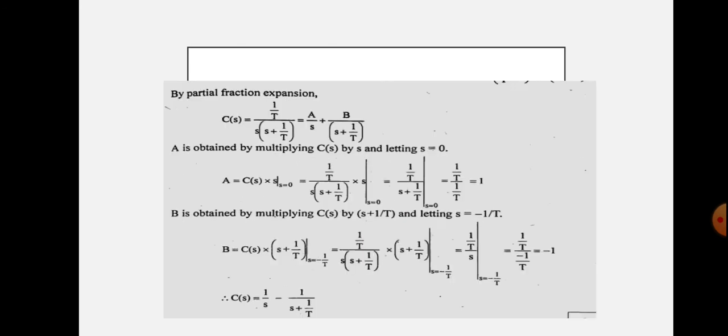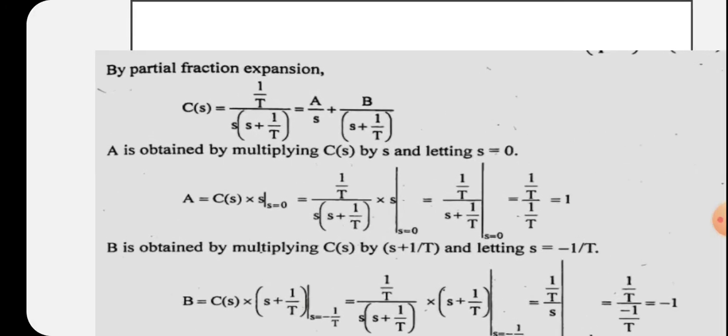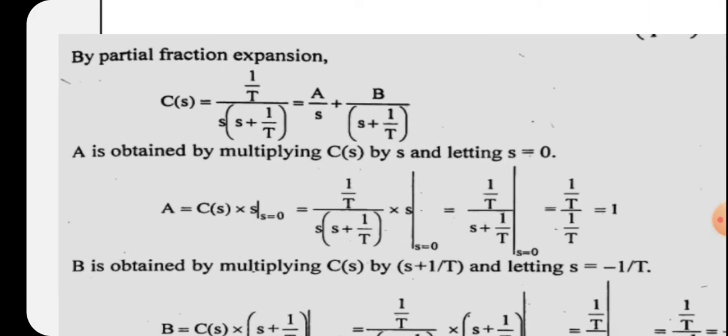Okay. So before taking the inverse Laplace transform, we have to use partial fraction expansion. So C of s will be equal to 1 by t divided by s into s plus 1 by t, that is our original form, and it can be written like A by s plus B by s plus 1 by t. This is the way to get an inverse Laplace transform.